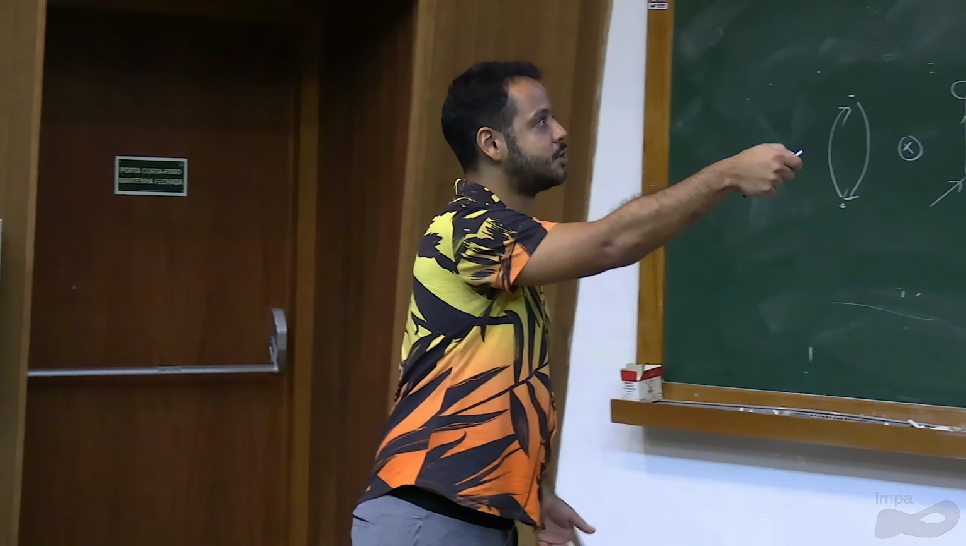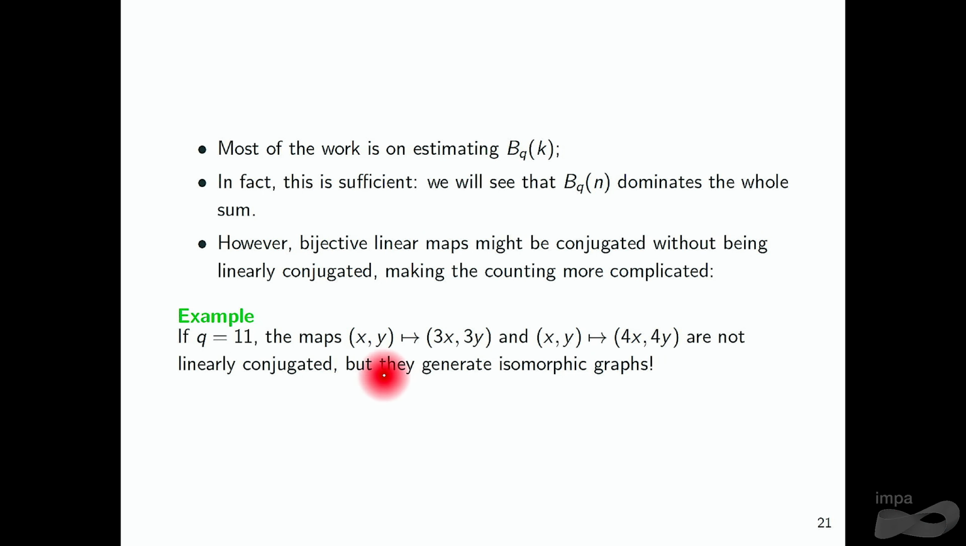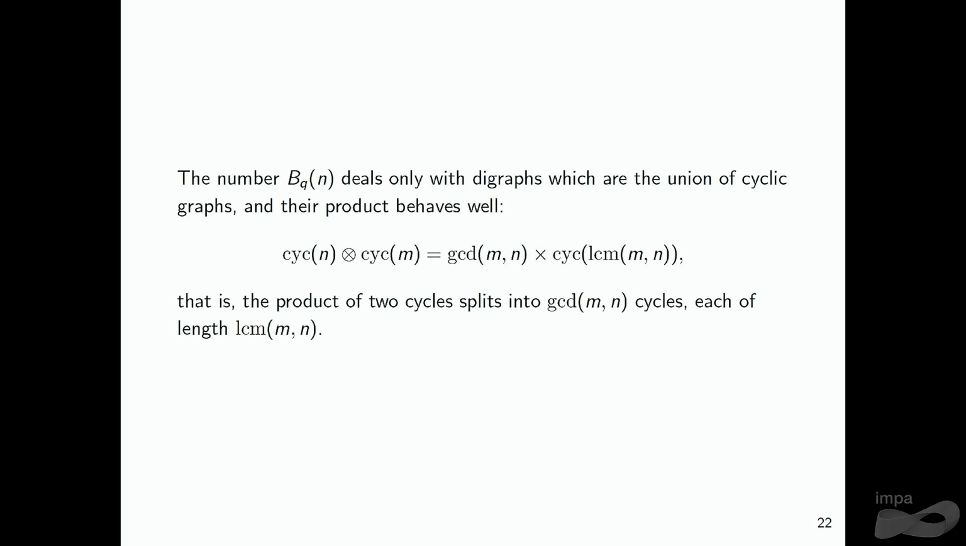So I just brought here one example. I can consider this map, multiplication by 3 and multiplication by 4 over F11. These two maps will have the same graph, but they are not linearly conjugated, right? So if we look at the matrices, of course, they're not conjugated by another matrix. Okay.